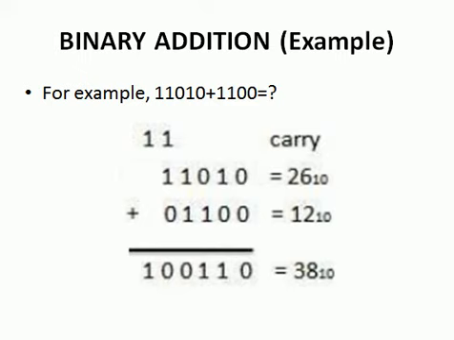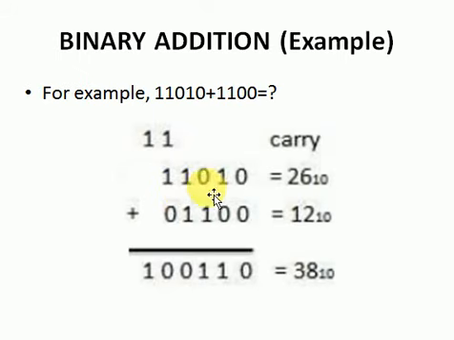The next example, we have to add 11010 plus 1100. So I am adding 0 plus 0 is 0, 1 plus 0 is 1, 0 plus 1 is 1, and 1 plus 1 is again 10. 0 written here, 1 as a carry, 1 plus 1 is 10 carry, and here nothing is to be done. So 10010.